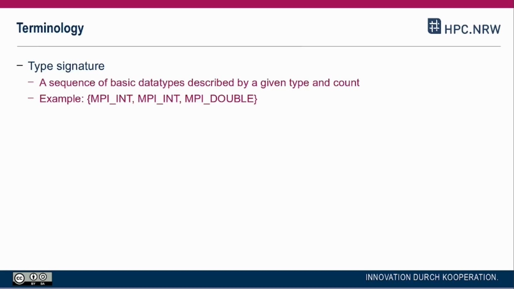Okay. Again, a reminder, there's the type signature and the type map. The type signature needs to match in our communication. So here, we have an int and a double as the type signature. And as long as those match, in general, everything is good in our communication.